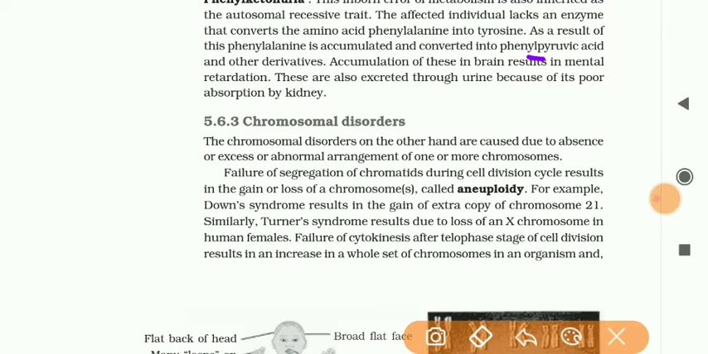This thing is important: phenylketonuria means the enzyme that converts the amino acid phenylalanine into tyrosine is lacking.